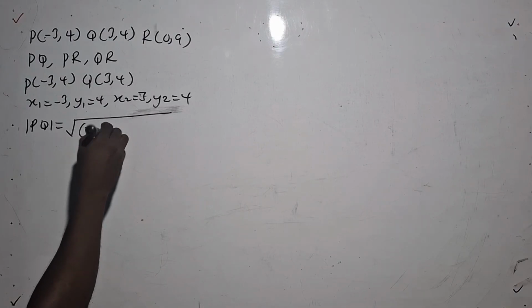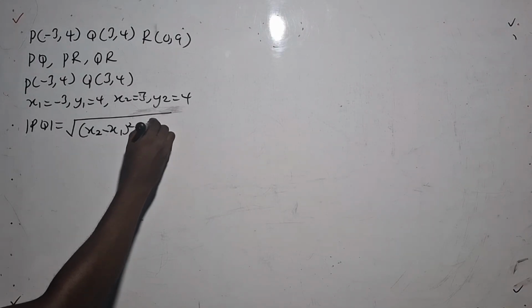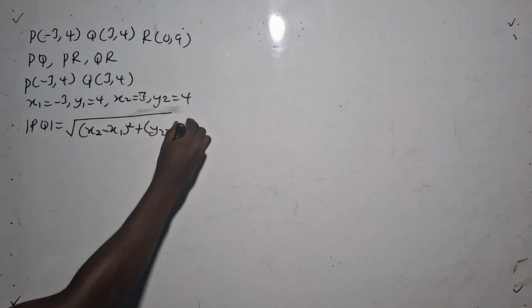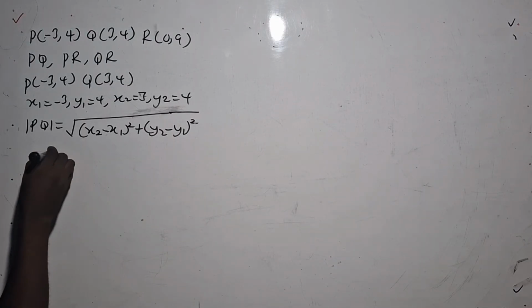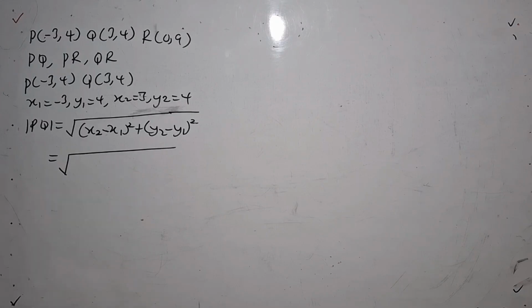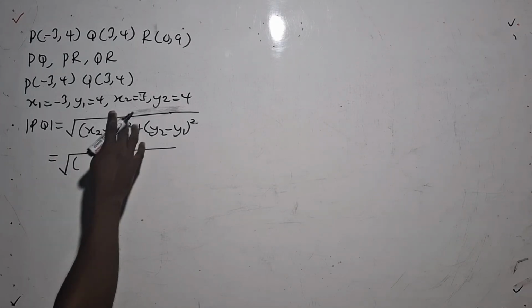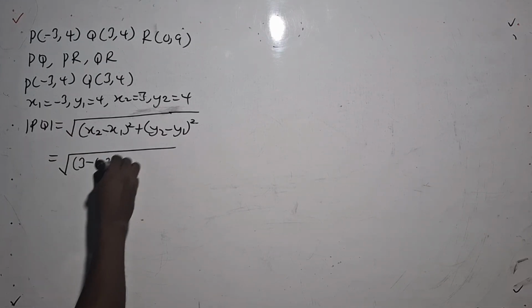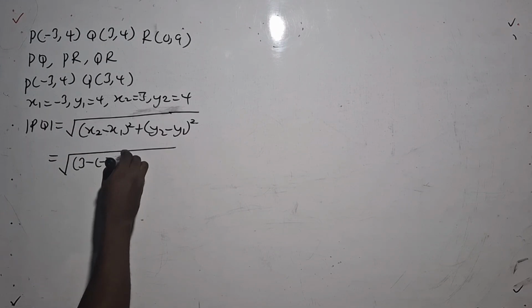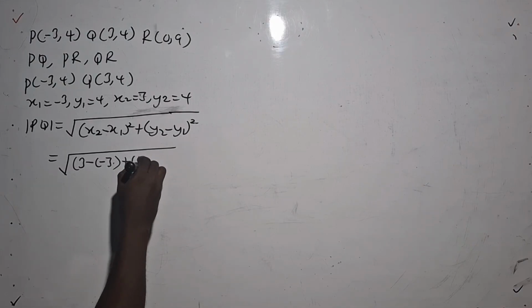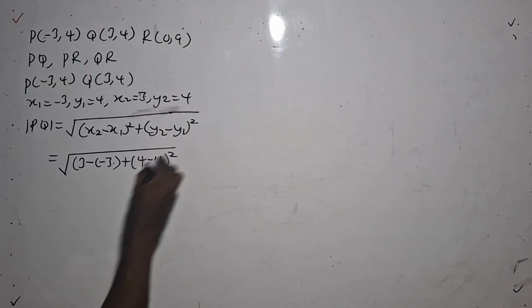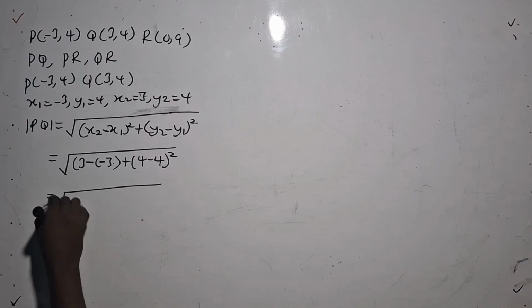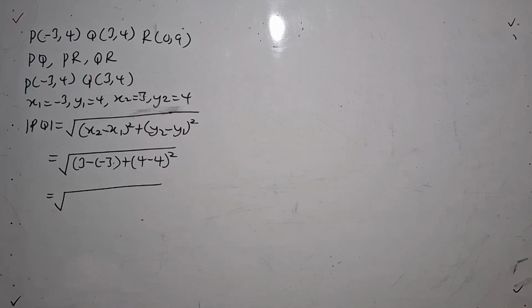So let's find the length of PQ: x2 minus x1 squared, then y2 minus y1 squared. So what is our x2 here? x2 is 3 minus x1, which is negative, plus y2, 4, minus 4 squared. So follow closely and let's arrive at the right answer.